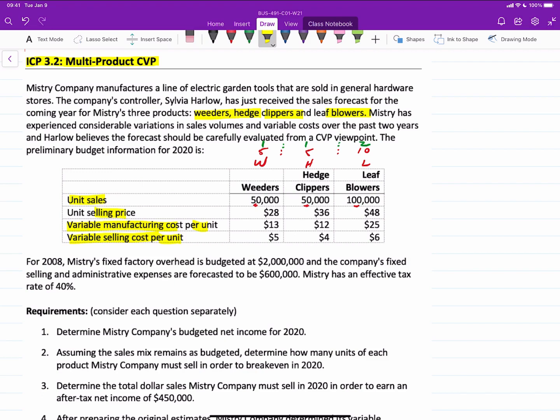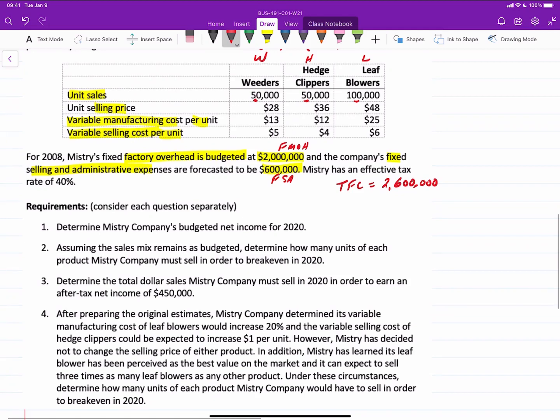We're also told that the fixed factory overhead is $2 million and fixed selling and administrative expenses are $2.6 million. So this is the F manufacturing overhead and the F selling and admin, which means that total fixed costs are equal to $2,600,000. We've got four requirements, but we'll start with the first one slowly.